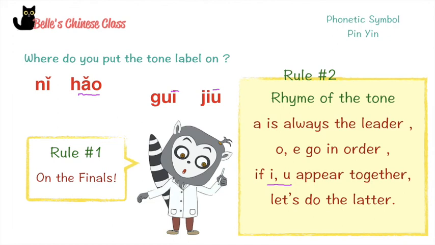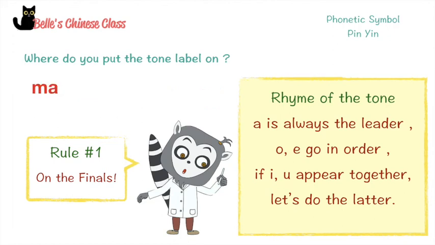Let's do some practice. The first 2 are easy. Put it on the finals. On the third one, we see the letter A. Since A is always the leader, let's put it on A. Mao. For this one, let's follow the order A, O, E. Okay, we put it on O.